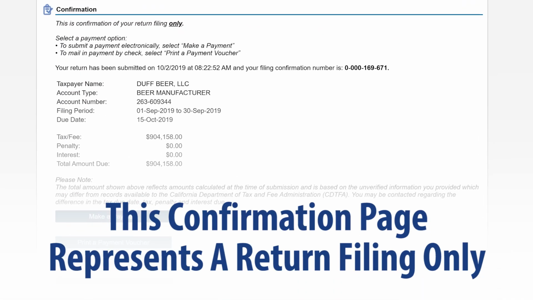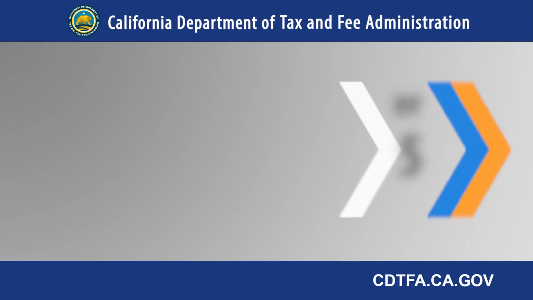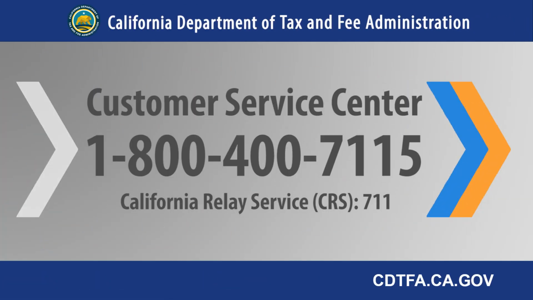This confirmation page represents a return filing only. To make an electronic payment, click Make a Payment. To print your submitted return, click Print Return. If you still have questions, please call our Customer Service Center at 1-800-400-7115.